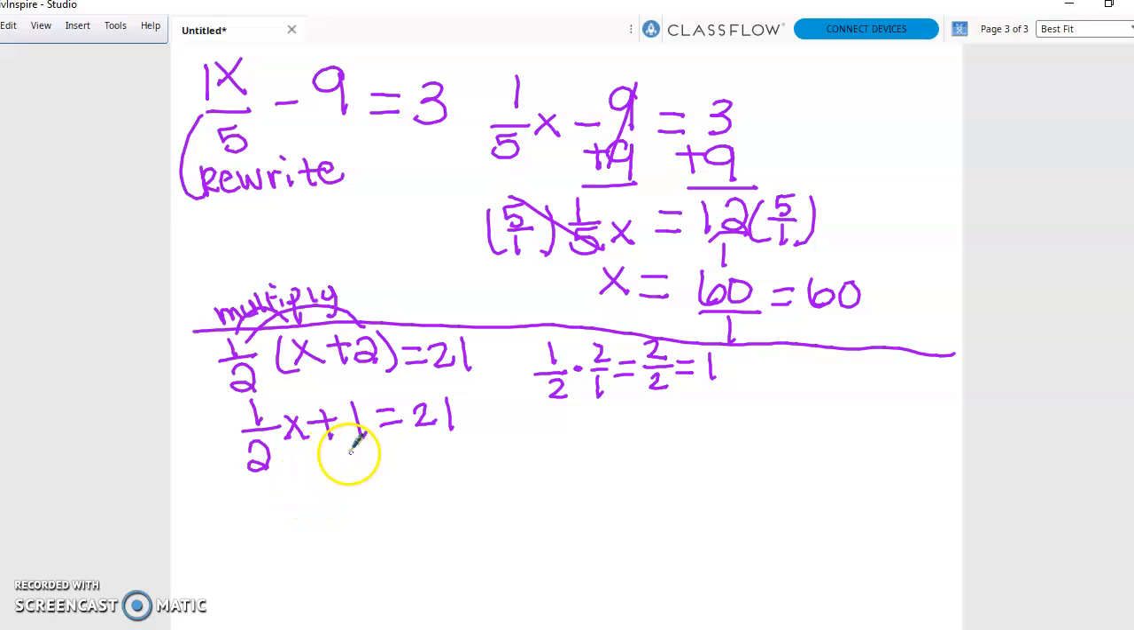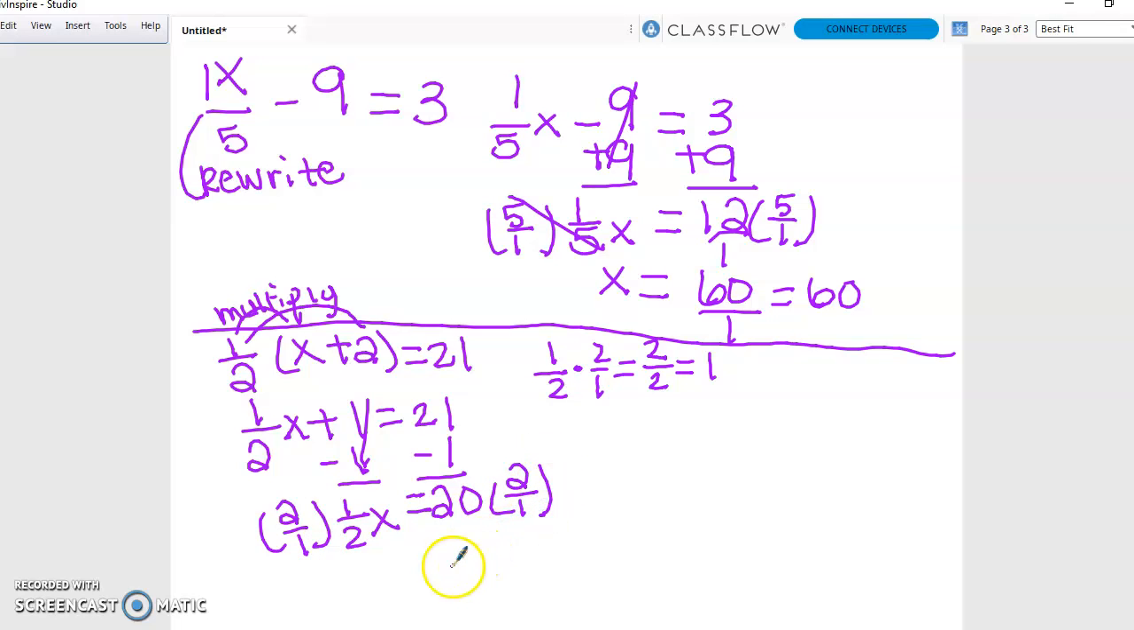Now let's do what we've been doing. Since this is a positive one, I'm going to do the opposite. I'm going to take a negative 1 and subtract it from both sides. So these cancel. Now I have 21 minus 1, which gives me 20. Bring down my equal sign, and now all I have left on this side is 1/2 x. So now I have 1/2 x equals 20. And remember, we're going to multiply by the reciprocal on both sides. Okay? Whatever I do to one side, I have to do also to the opposite side.